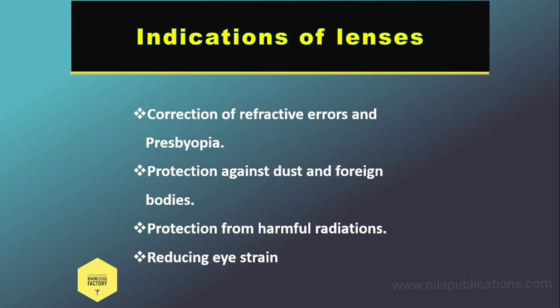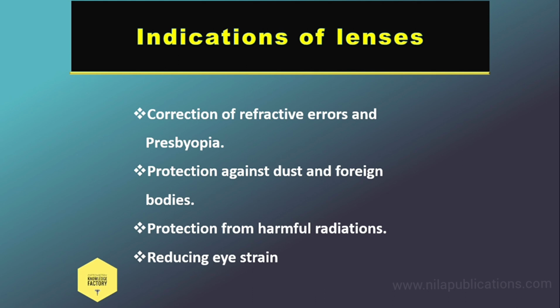Indications of lenses. Correction of refractive errors and presbyopia is the primary and most important application of an ophthalmic lens. Then, protection against dust and foreign bodies. Ophthalmic lenses act as a barrier between the external environment and our ocular surface and protect our eyes from dust particles. Then, protection from harmful radiation. In our video about electromagnetic radiation, we already discussed different radiation and their harmful effects upon the eyes.